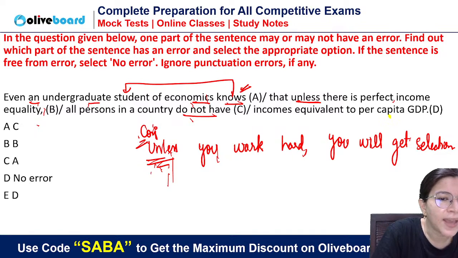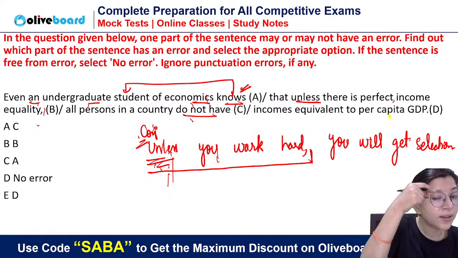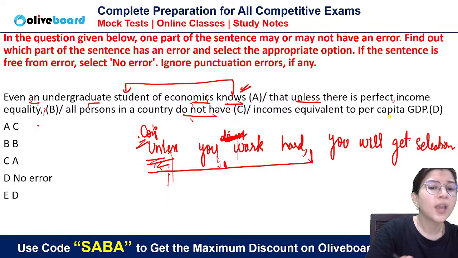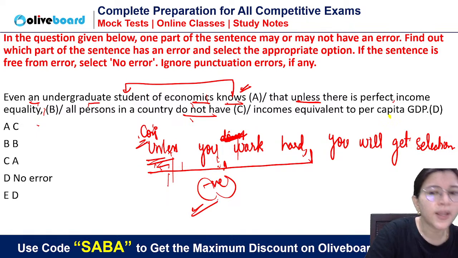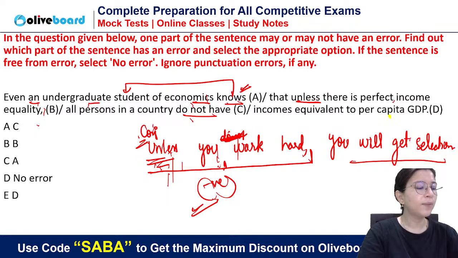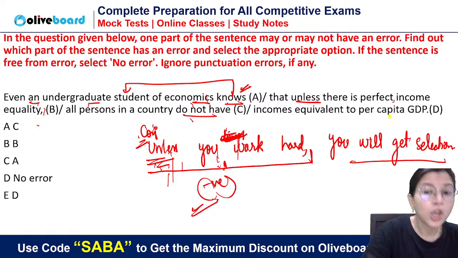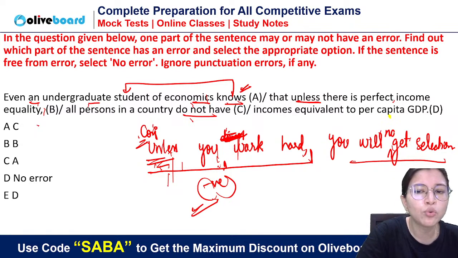So unless is carrying negative sense in this part. For this part, unless is carrying negative sense. Okay, means here in this part you can't write do not, it will be superfluous. अगर आप इस part में not लिखते हैं then it will be superfluous because unless is carrying negative sense for this part. But since this part is negative, so this part should also be negative. So unless you work hard means जब तक आप मेहनत नहीं करेंगे, नहीं is the sense for this part, you will not get selection. To make this part negative we have to use not.